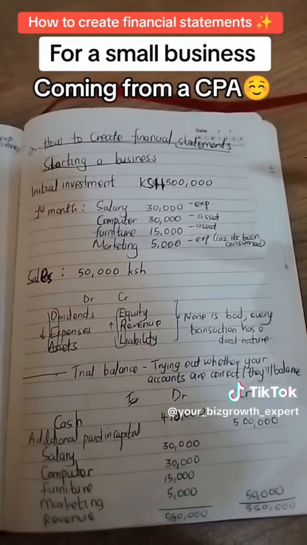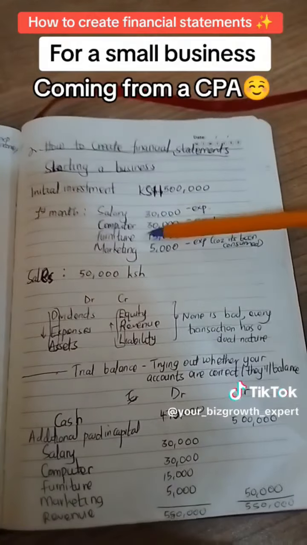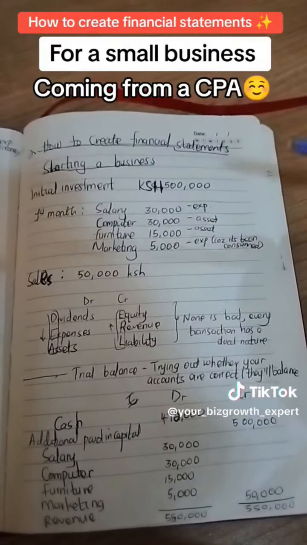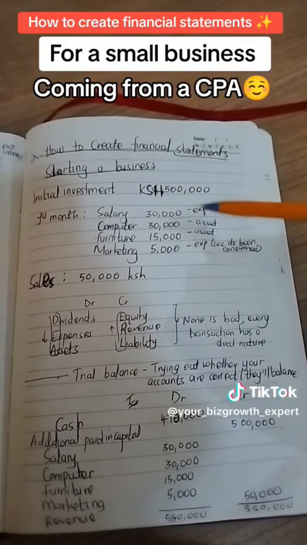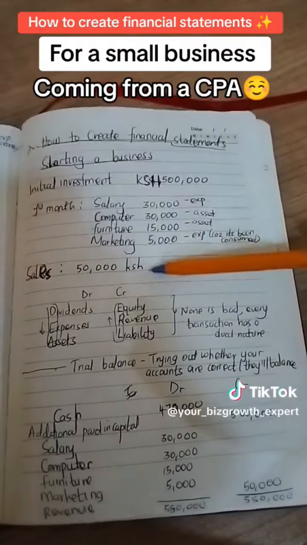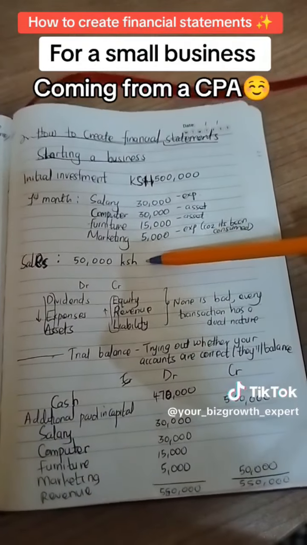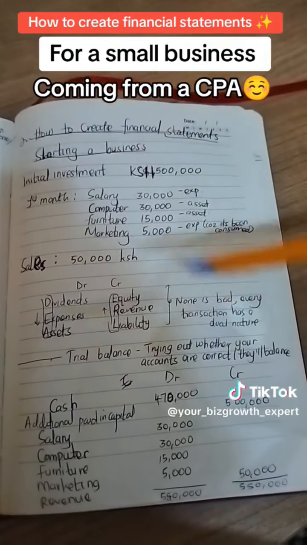So let's say in the first month, we bought a computer for 30,000, we bought furniture for 15,000, then we also incurred a marketing expense of 5,000, and then we paid out a salary of 30,000. Assuming in the first month we made sales worth 50,000 shillings, the rationale for accounting is debits and credits.